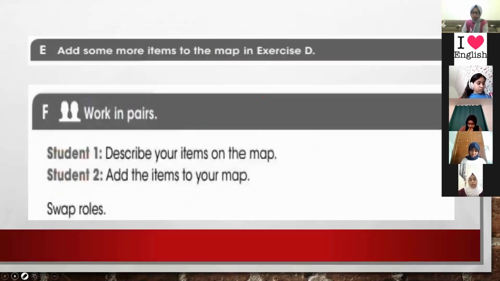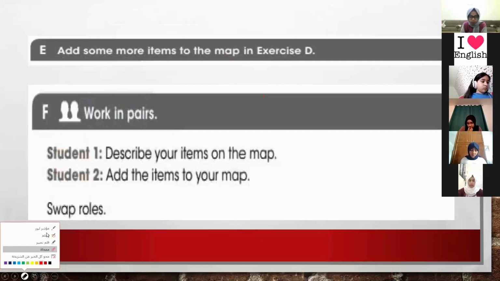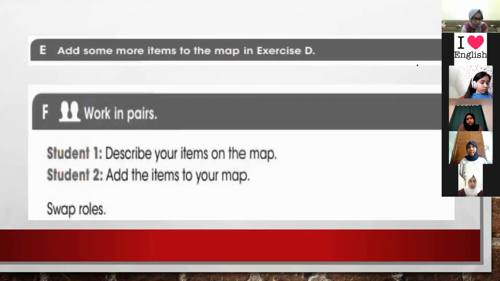Okay. Now, E, listen carefully, please. E, add some more items to the map in exercise D. So you have that map that you drew with the places. You have a city here. You have an island here on the east and the west and things like that. Now I need you to add some more things here, some more items. Anything else, like, for example, mountains, streets, another city, another town, another place.